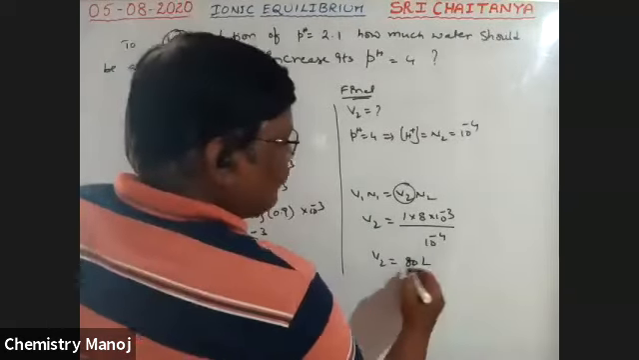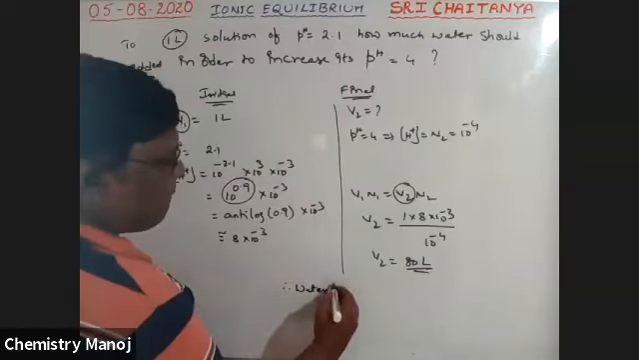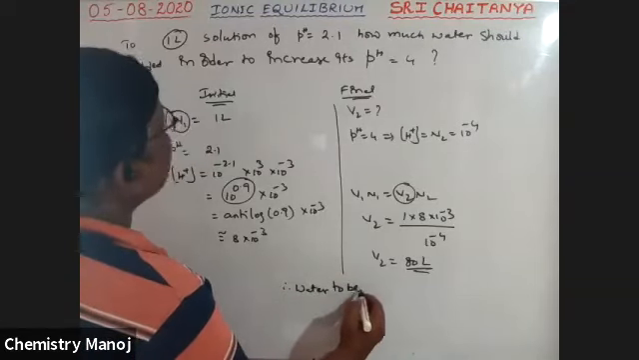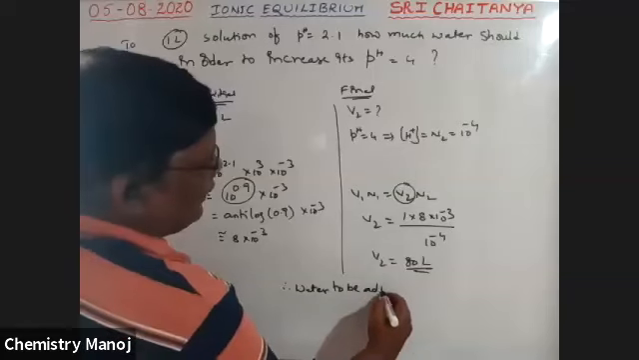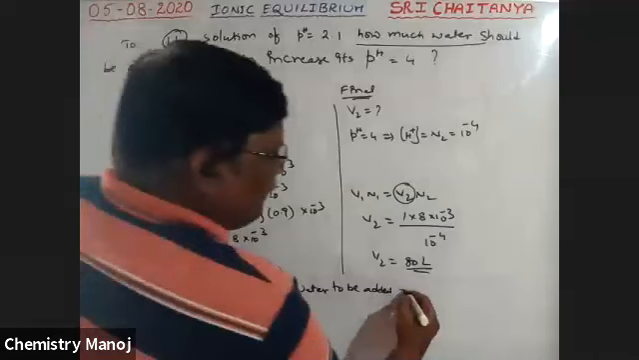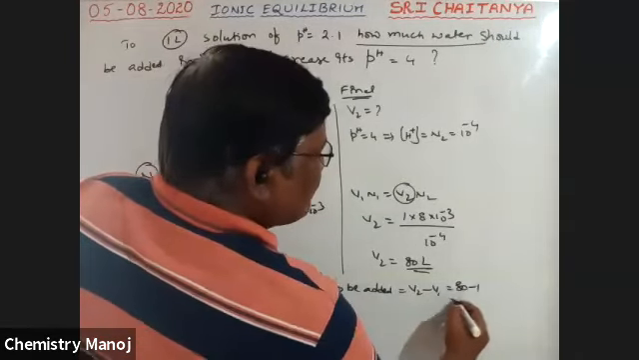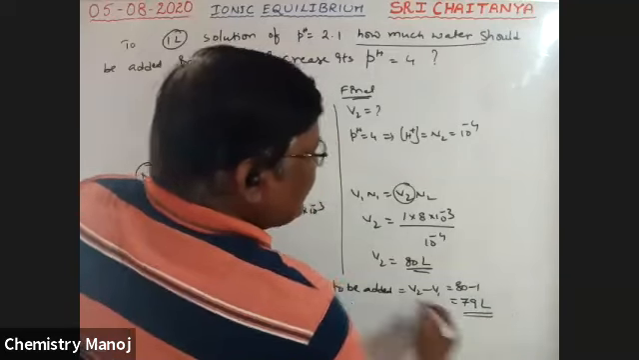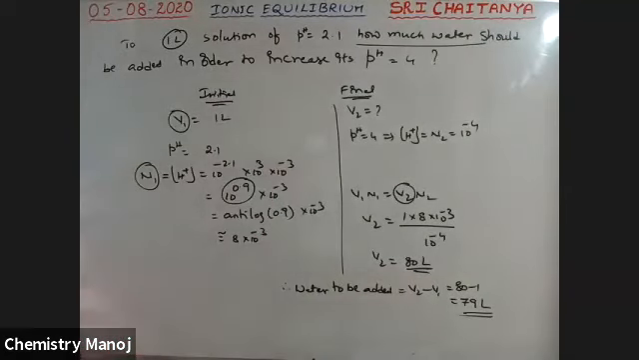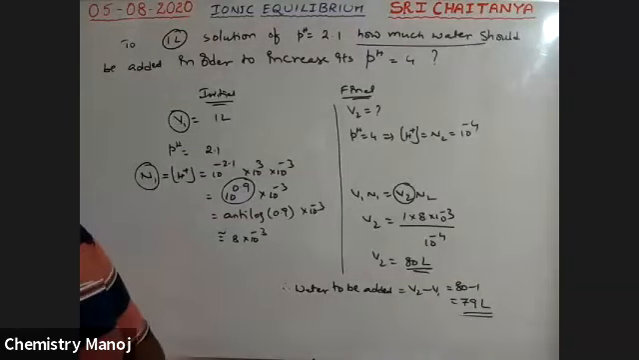That is in liters. But how much water should be added? That means V2 minus V1, which is 80 minus 1, 79 liters. So 79 liters should be added, not 80, which is V2.